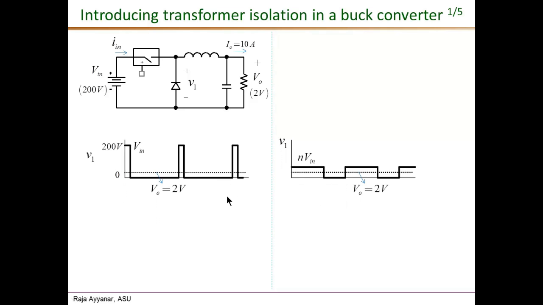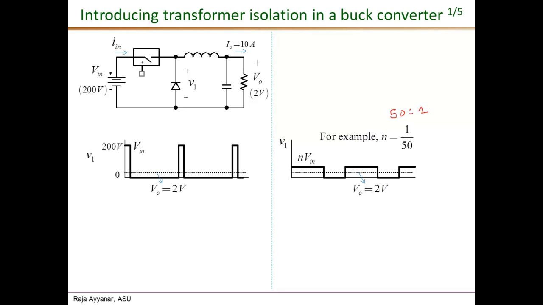Now the main point of introducing the transformer isolation is to see if we can somehow make this waveform that switches between 200 and 0, through the use of a very large step-down ratio of the transformer, get a waveform which is something like this. Okay. So in this example, it is switching between a much lower voltage, N times Vin, and N is the transformer turns ratio, which for example could be as low as 1 over 50. So it's a 50 to 1, 50 on the primary side to 1 on the secondary side, 50 to 1 turns ratio.